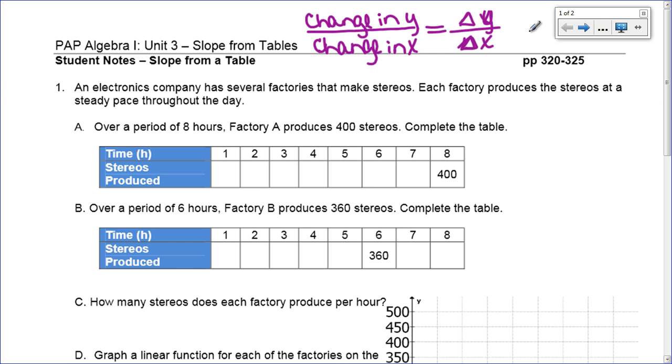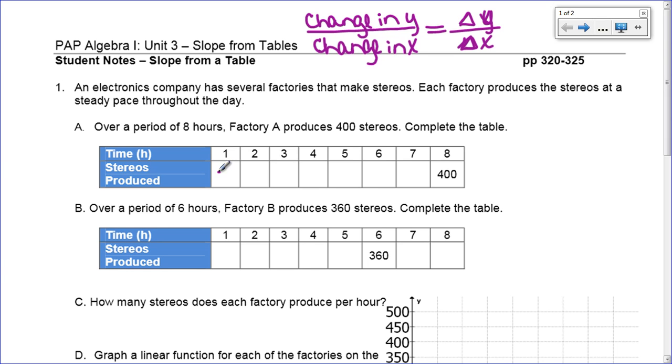So number one, an electronics company has several factories to make stereos. Each factory produces the stereos at a steady pace throughout the day. Over a period of 8 hours, Factory A produces 400 stereos. The first thing it wants us to do is complete the table. Well, the very first thing we're going to have to know is how many stereos they make per hour. Well, I know that they make 400 in 8 hours, so to figure out how many per hour, I'm going to do 400 divided by 8, which comes out to 50. So they make 50 stereos per hour.